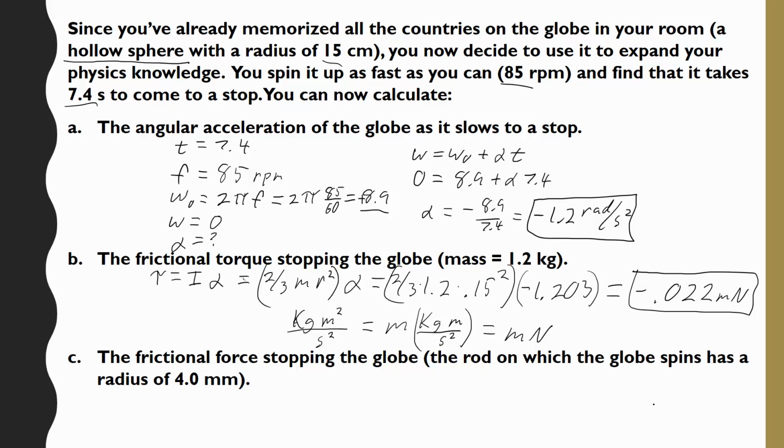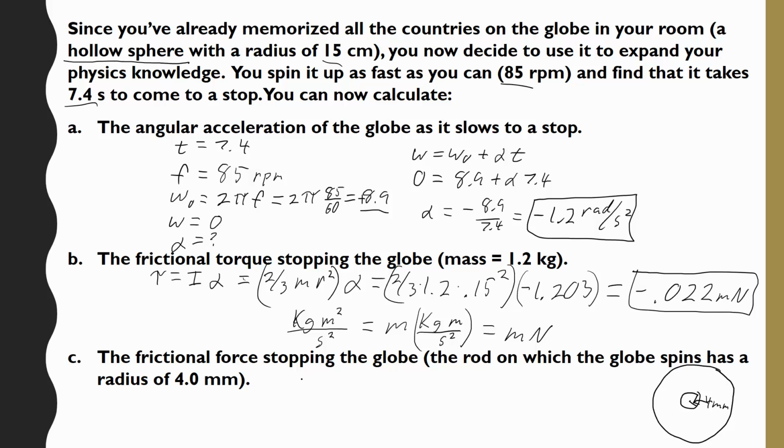So we're assuming you've got a rod going through the middle of your globe, and that is what it's spinning on, and that's where the friction is acting. So from a bird's eye view, if this is the rod and then you've got your globe, not to scale here, the radius of this rod, the distance from here to there, is the 4 millimeters. So that's the distance from the axis of rotation at which the force is acting.